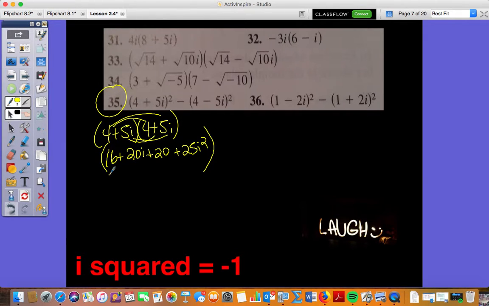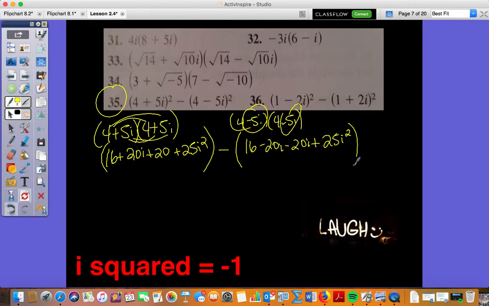Cool. Kennedy, take over the second one. What would I do for the second part? Well, it's going to be 16 plus 40i minus 25. Yeah, that's good. If you can do it in your head, I'm good with that, just double check yourself when you're doing a test. So it's going to be minus, and here we go: 4 minus 5i squared. Distributing, we get 16 minus 20i minus 20i. And then what'd you say at the end, Kennedy? Negative 5i times negative 5i? 25i squared, right? Good.